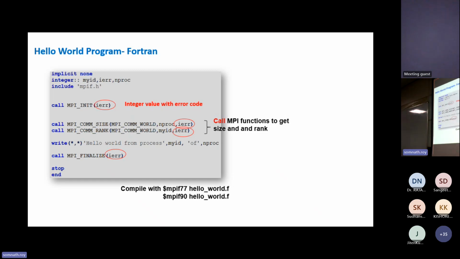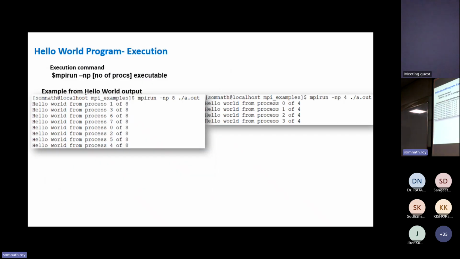The compilation is mpif77 hello. Once you build the executable, the default executable is a.out. The execution command is mpirun -np, then the number of processors. You have to specify the number of processors in the execution command, and then the executable.